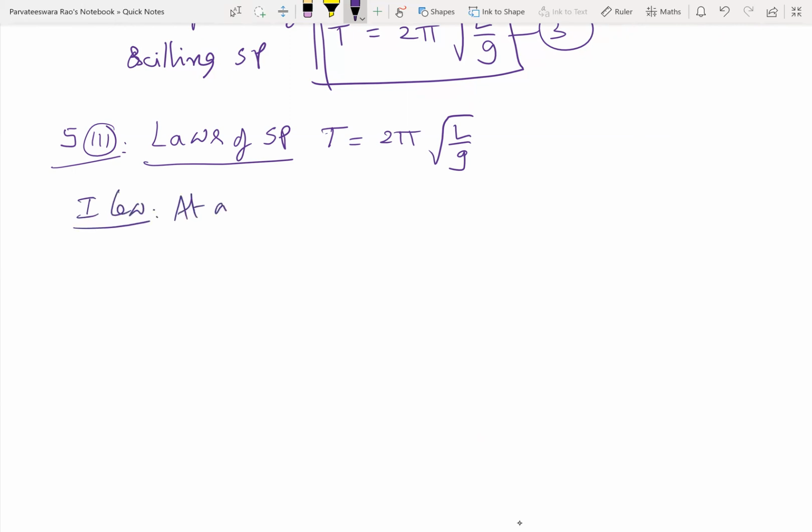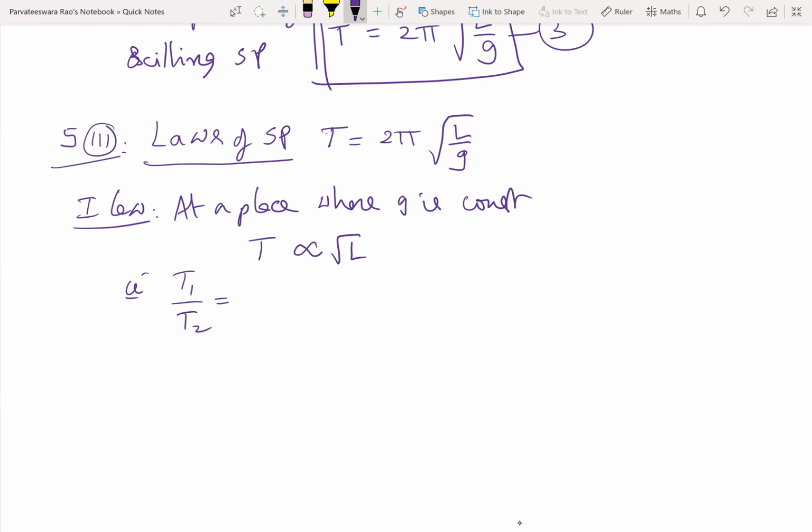at a place where g is constant, the time period of a simple pendulum varies directly as the square root of its length. Okay?